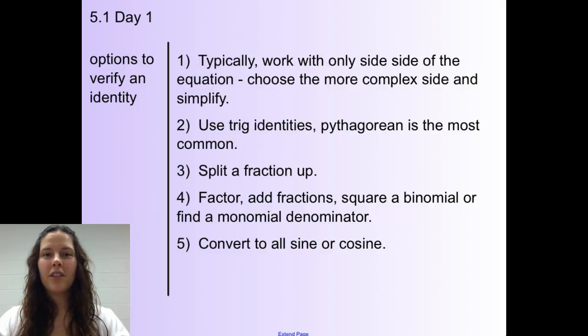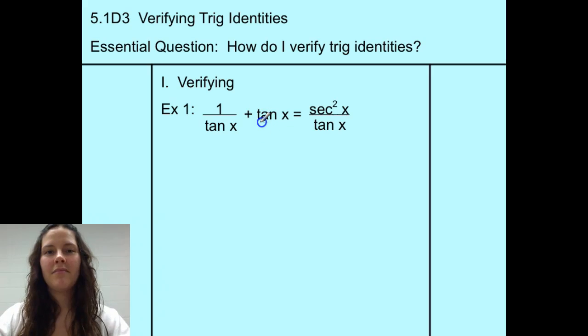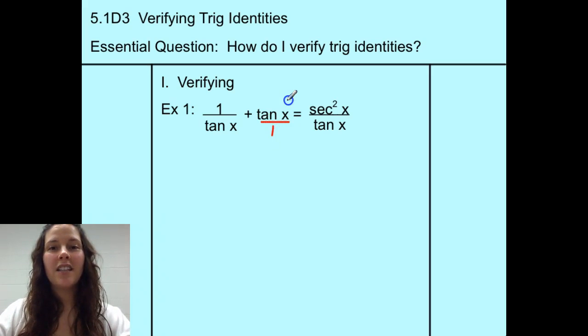Last day on verifying trig identities, and this time we're going to be focusing on finding a common denominator when we have to simplify our trig expressions. So we've got example 1. On the left-hand side, we are adding fractions. Some students find it helpful to put that second expression over 1 so that they can see the two fractions. And in order to add fractions, we need a common denominator.